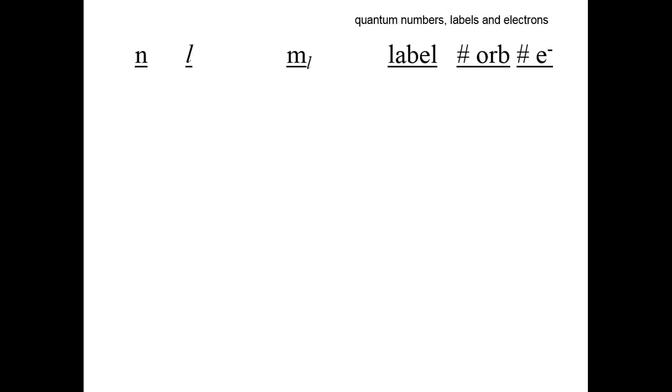Let's use a 6-column table that will allow us to keep track of the pattern of allowed quantum numbers, the labels used, and the number of orbitals and electrons with those labels.